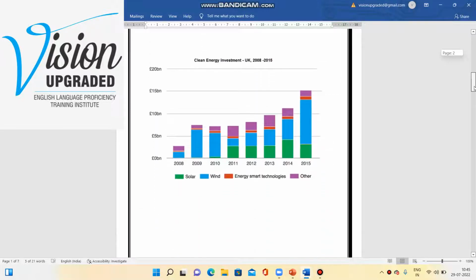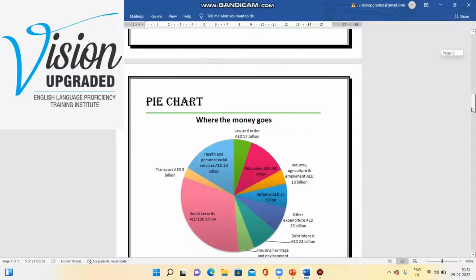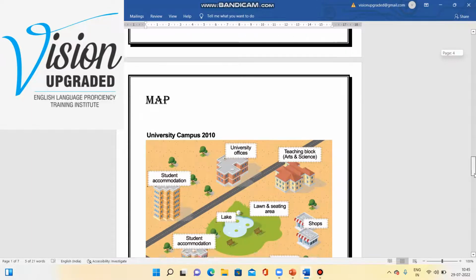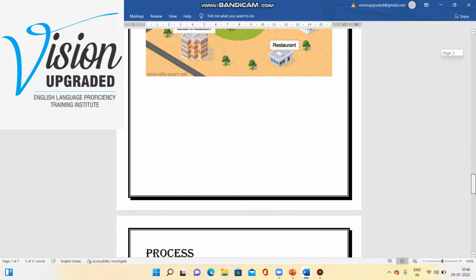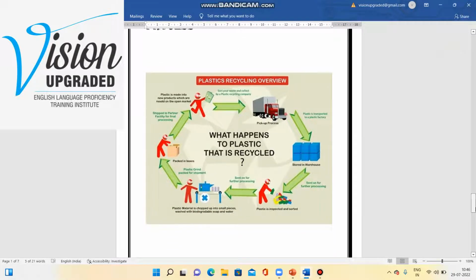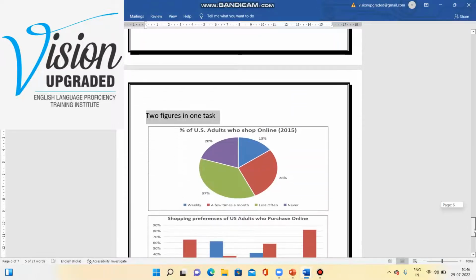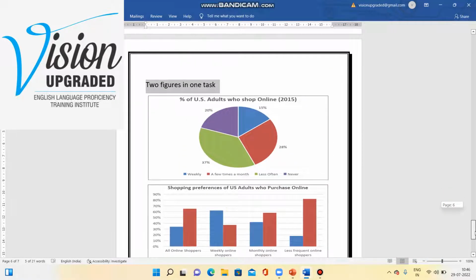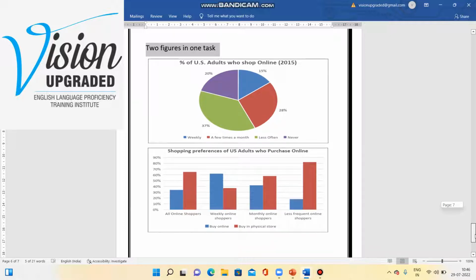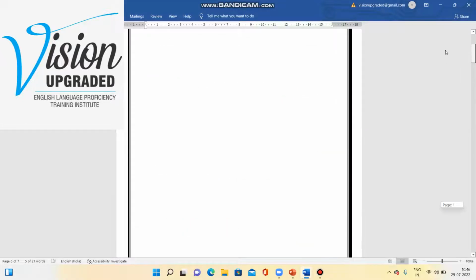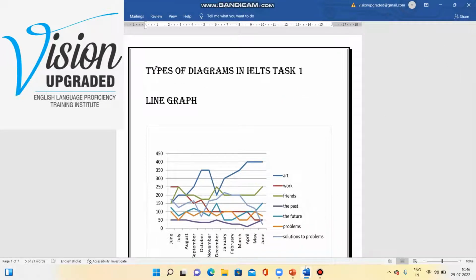Then there can be a bar chart, pie chart, table, map, process, like steps, how some activity is done, like here in the figure you can see plastic recycling overview. And then sometimes in certain cases 2 figures can appear in one task, like a pie chart and a bar graph. So these are some of the figures that may appear in your task 1, these kind of diagrams.